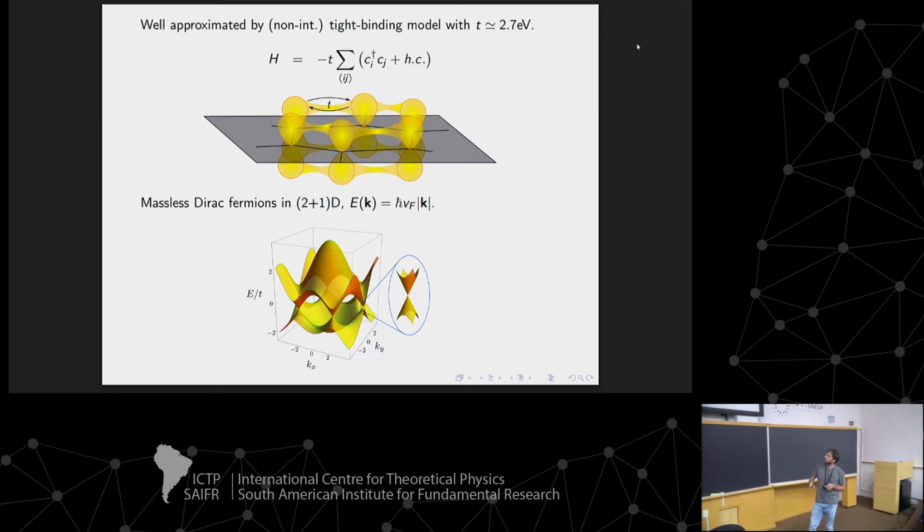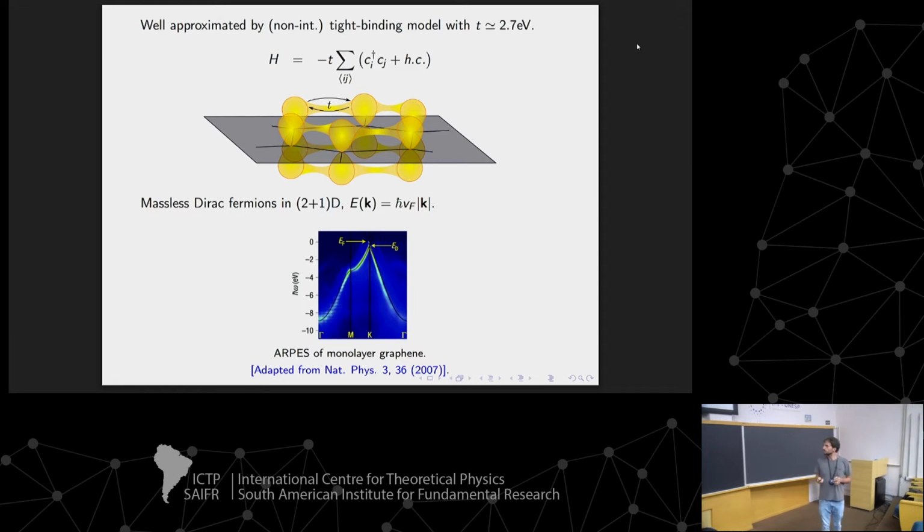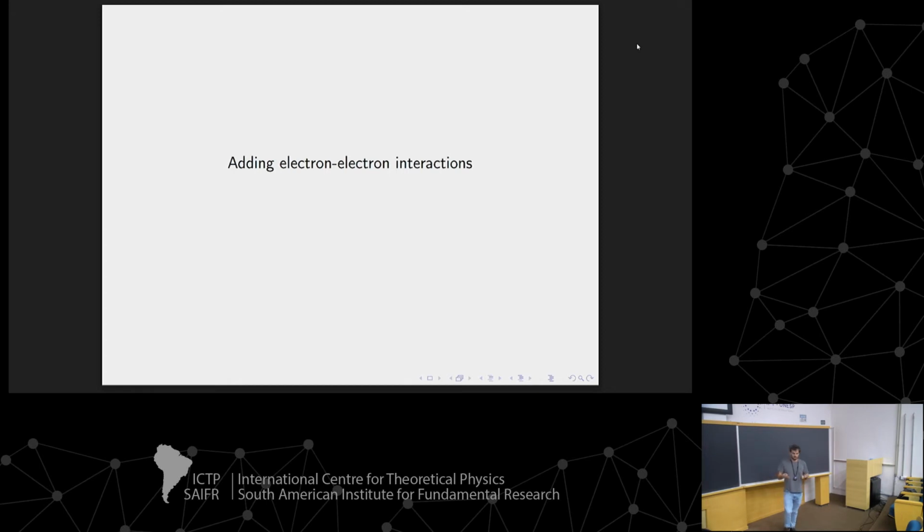Right, we can do experiments. For instance, I'm showing here an ARPES experiment that shows the region of the cone, and things seem to work well with this sort of model. Okay, but I can now ask, how can I add electronic interactions to such a model, okay?